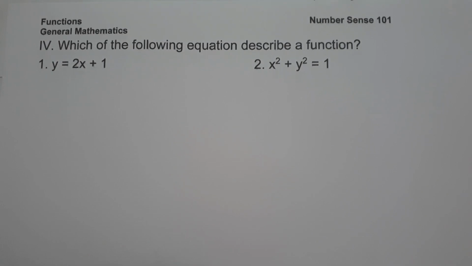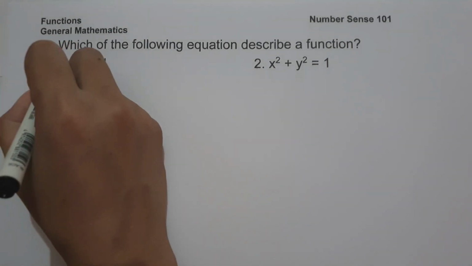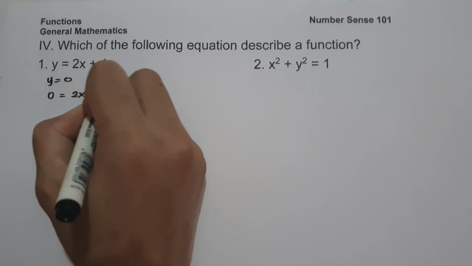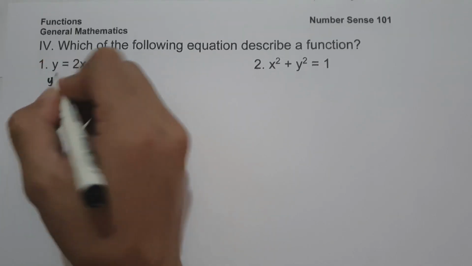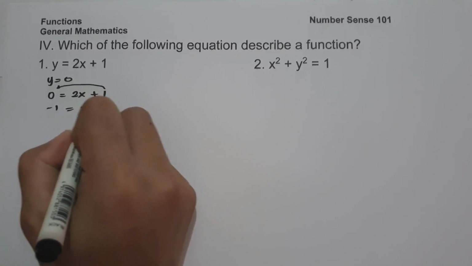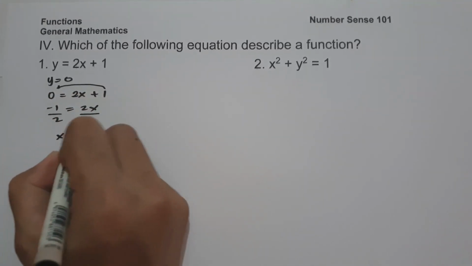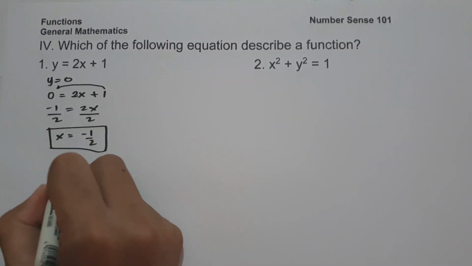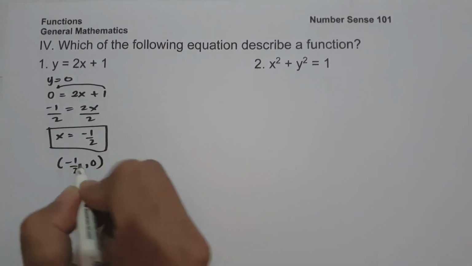On number 1, we have y equals 2x plus 1. So let's say, for example, y equals 0. So this is 0 equals 2x plus 1. Let us move 1 to the other side of the equation. It will give us negative 1 equals 2x. Let us divide both sides by 2. So x equals negative 1/2. And the ordered pair is negative 1/2 comma 0.